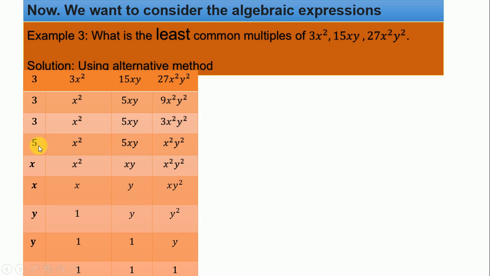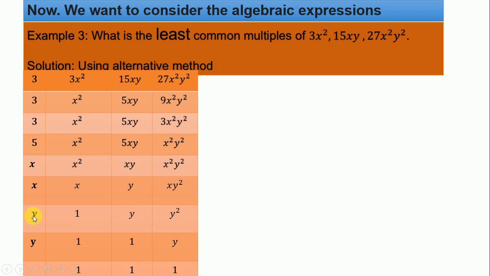So the next thing is to use another figure, which is 5. 5 doesn't go in x squared, so that gives x squared. 5 in 5xy, we have xy. 5 in x squared y squared, we still rewrite this to be x squared y squared. So the next thing, I use x. x in x squared will give you x, x in xy is y, x in x squared y squared will only be xy squared, followed by x again, x in x, 1, x in xy, you rewrite it because x doesn't go in y. x in xy squared, we have y squared.